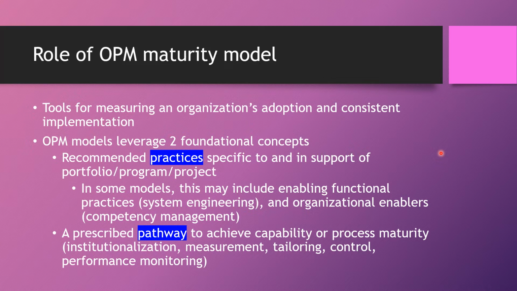In some models, it may even include your enablers, like competency management, and functional practices like systems engineering. So it's about the level of detail. For a bigger organization, you may need to include enablers as part of your OPM model. The second foundational concept in an OPM model is the prescribed pathway to achieve that capability or process maturity. That's what we discussed about the different levels. That could be one of the prescribed pathways.